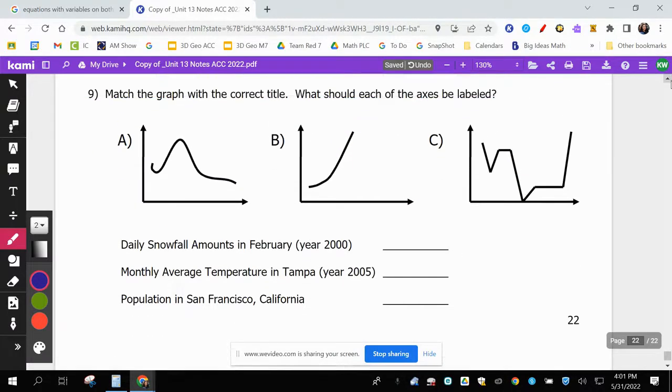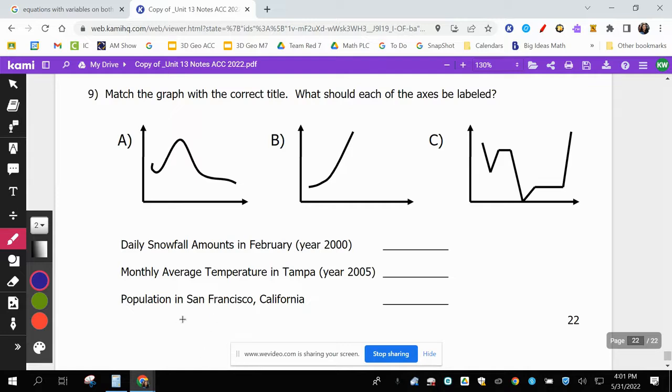Okay, last one. Match the graph with the correct title. What should each of the axes be labeled? So daily snowfall amounts in February, year 2000. Monthly average temperature in Tampa for the year of 2005. And the population of San Francisco, California.